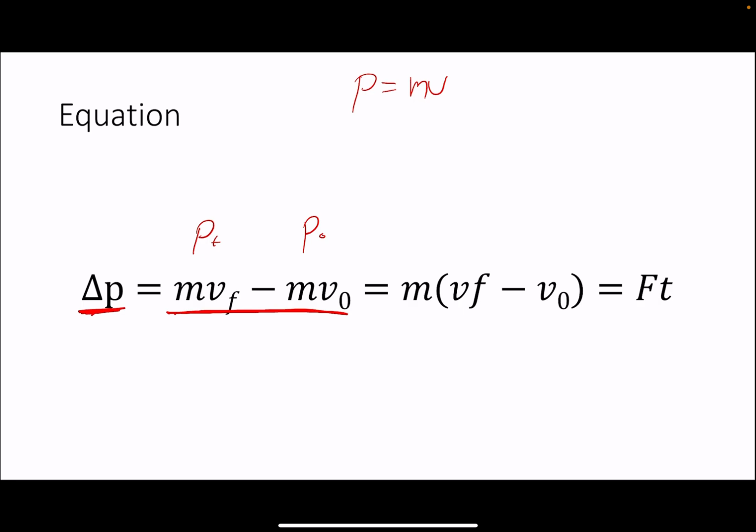We can also take this right here and then factor the M out. If we factor an M out of both terms, we're left with this minus this. And so we're left with M times VF minus V naught. Okay, so those are two different ways of writing the same thing, and they're both equal to F times T.